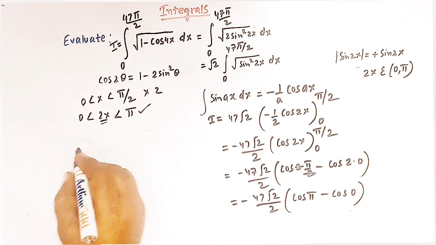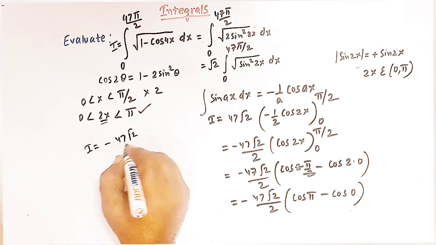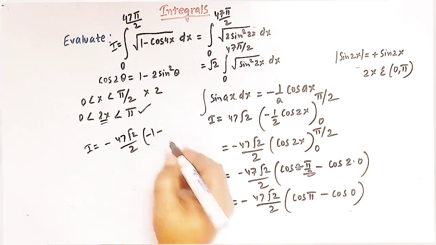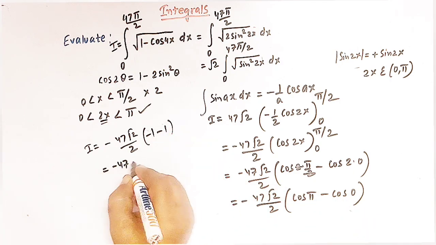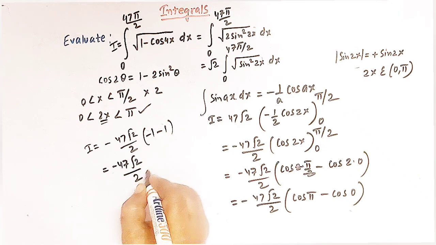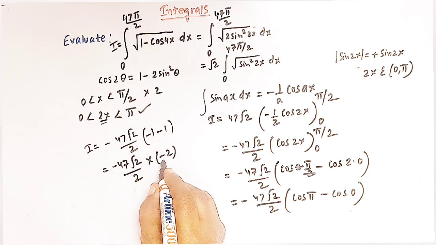So now cos pi is given by minus 1. So we have here minus 1, cos 0 is 1. So this is minus 47 root 2 over 2 times minus 2. Minus 1 and minus 1 becomes minus 2.